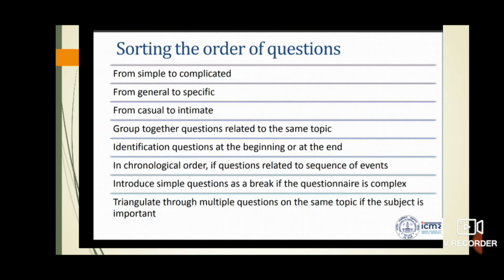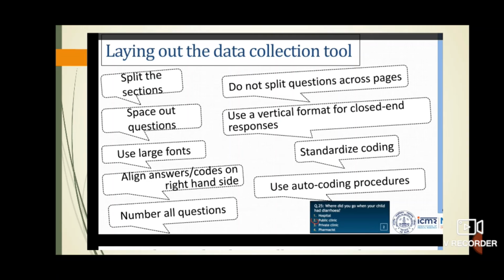And sorting the order of questions, it should be sorted from simple to complicated, general to specific, casual to intimate, group together questions related to the same topic, identification questions at the beginning or at the end, in chronological order if questions relate to a sequence of events. And introduce simple questions as a break if the questionnaire is complicated, and triangulate through multiple questions on the same topic if the subject is important.